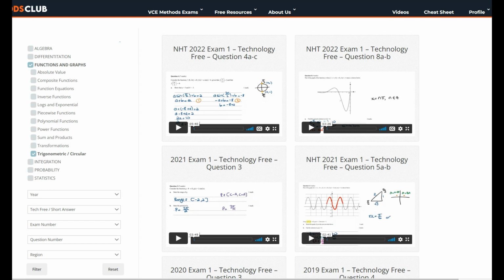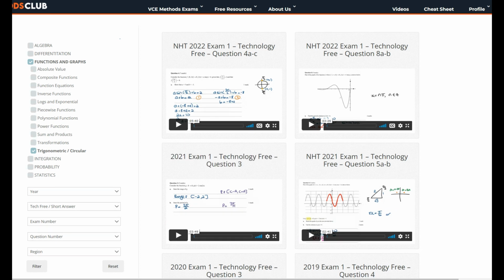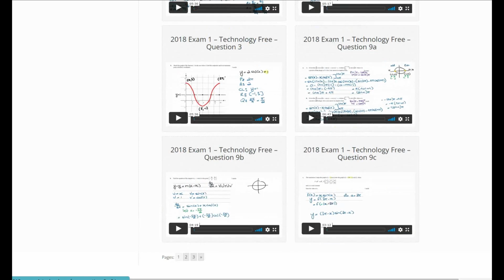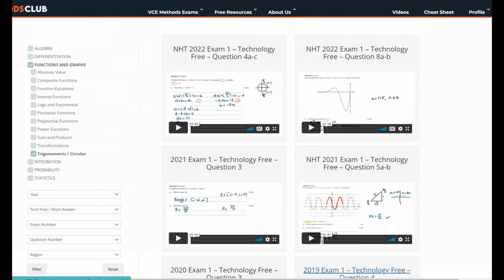functions in exam 1. And so if you look at the 2021 exam question 3, this was a question that was similar to the one we just did. And so try out this question and see if you can get 4 marks for it. And after that, try out all these other questions to expose yourself to a variety of ways that you can get asked questions in relation to trig functions.